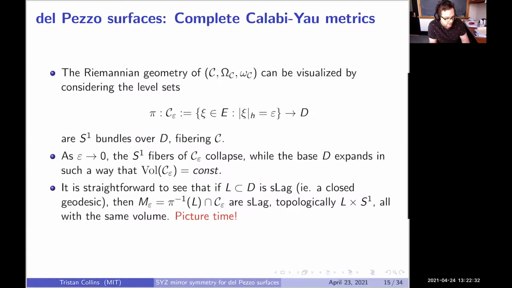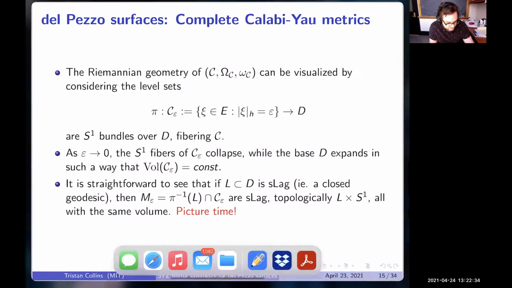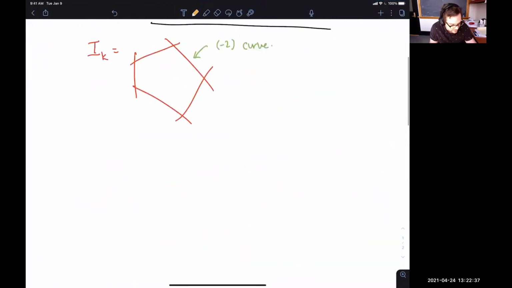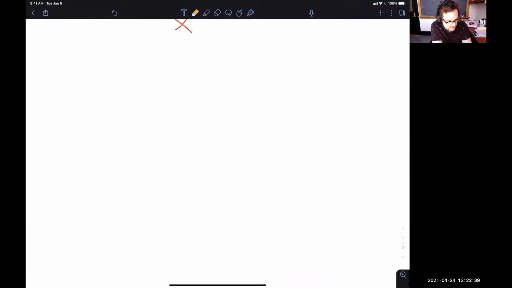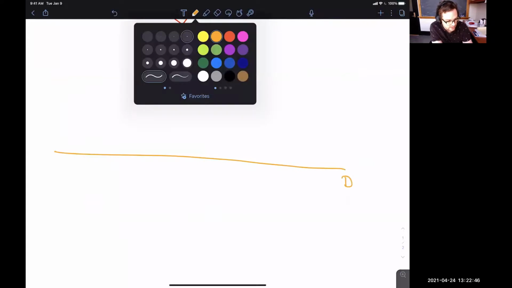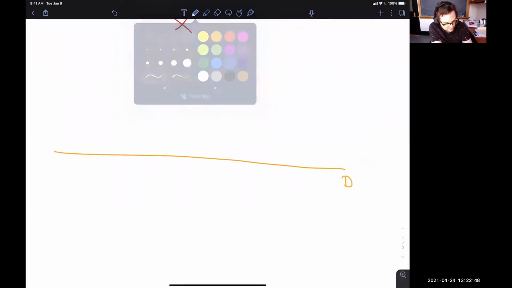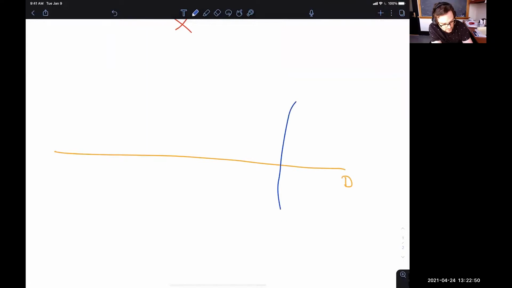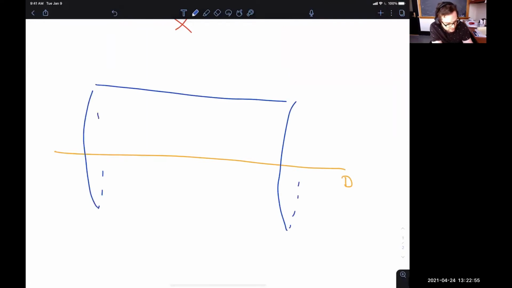Okay, so let me draw the picture just so we are on the same page. What happens, you have to imagine you have D here. So this is this elliptic curve. And now you have these circle bundles, which look like they are. So here's a circle bundle. This is an S1, inside of this C epsilon, inside of C.